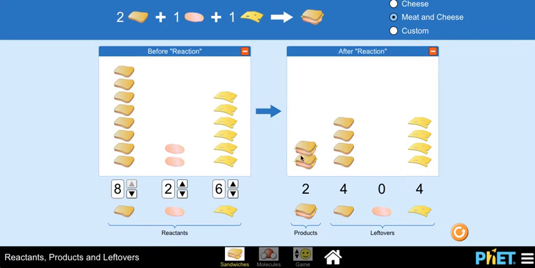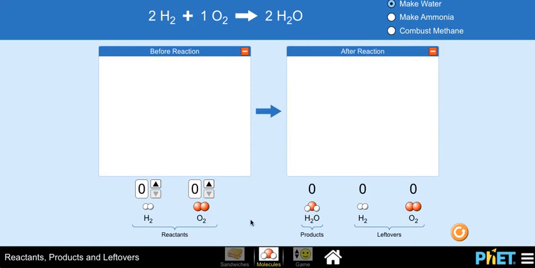That's basically what stoichiometry is: looking at the ratios in which the reactants combine and figuring out how many products you'll make and how many leftovers you will have of everything. So switch that to molecules. This is the equation that we did in the Microrocket lab. 2 hydrogen gas molecules plus 1 oxygen gas molecule makes 2 water molecules.